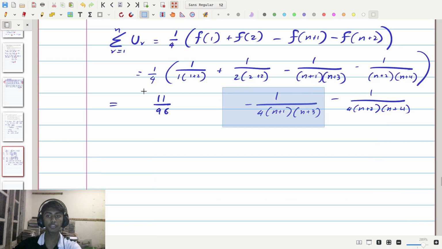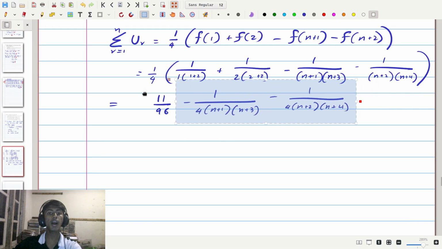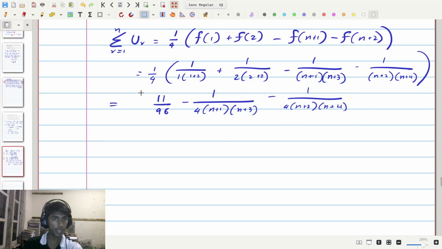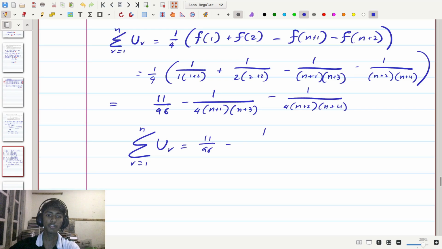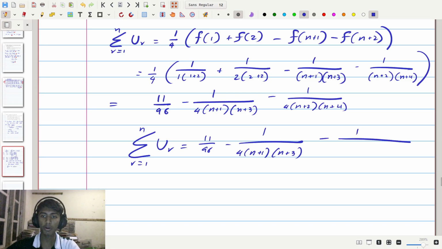So according to this, we can see our sum, sigma r equals 1 up to r equals n of u of r terms, is equal to this expression right here. So we can say as a finale that the sum sigma r equals 1 up to n of u of r is equal to 11 over 96 minus 1 over 4 times (n plus 1) times (n plus 3) minus 1 over 4 times (n plus 2) times (n plus 4). And that is our answer to this part of the question.